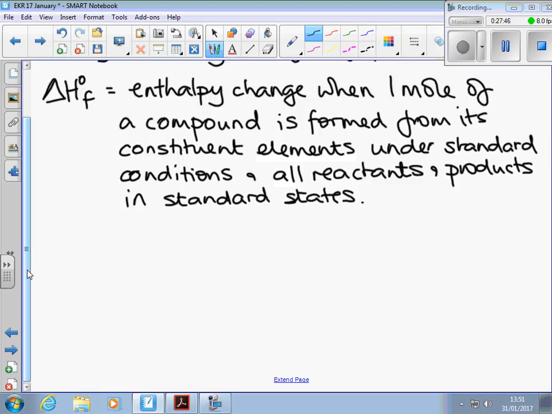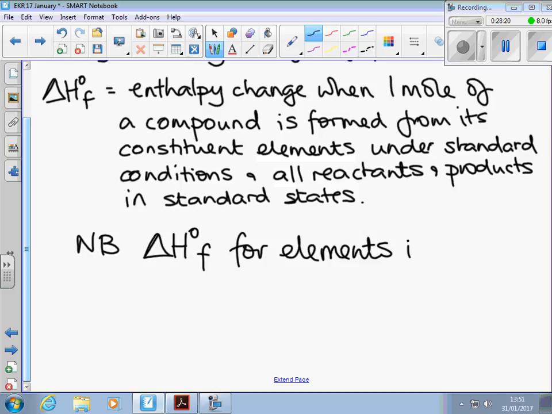So this is a really, really important point. Wherever you get elements in an equation, the enthalpy change of formation is 0, because you don't make them from elements. They are there. That's why this is quite useful, because wherever you've got equations that involve elements, you can work out the rest of them fairly easily. So, important note, note well: delta H naught F for elements is 0.